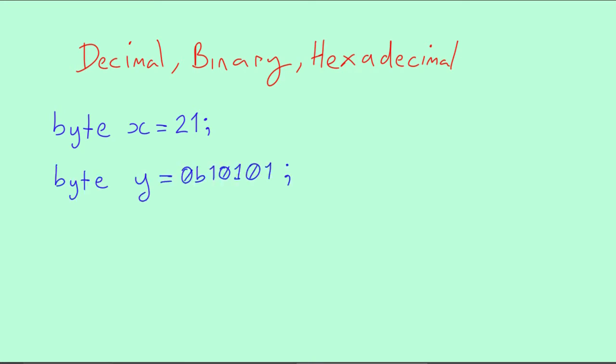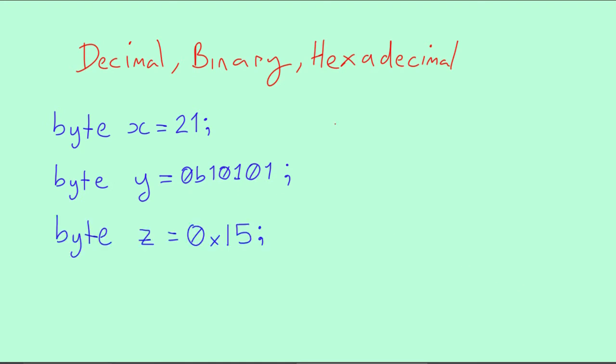Then, I've got another variable called y, and this time I'm going to store 0b10101. What the 0b means is that the number that follows it is in binary representation. So we're storing 10101, and we've just represented it in binary. So if you want to represent your number in binary, you write 0b at the start.